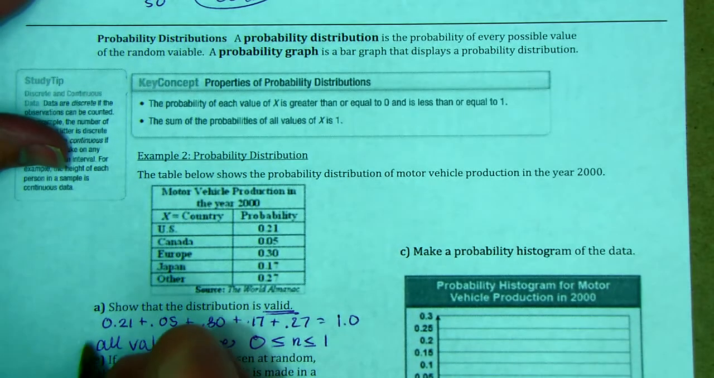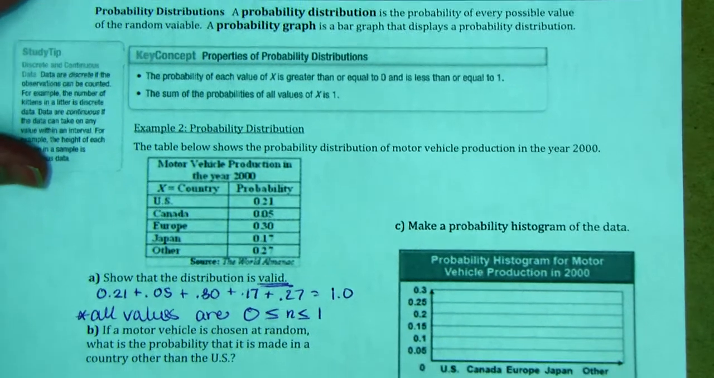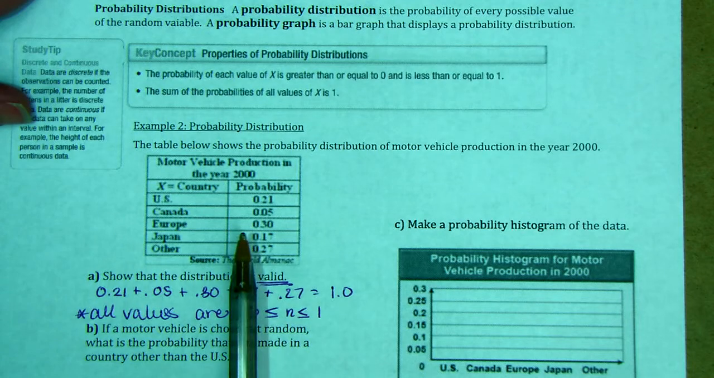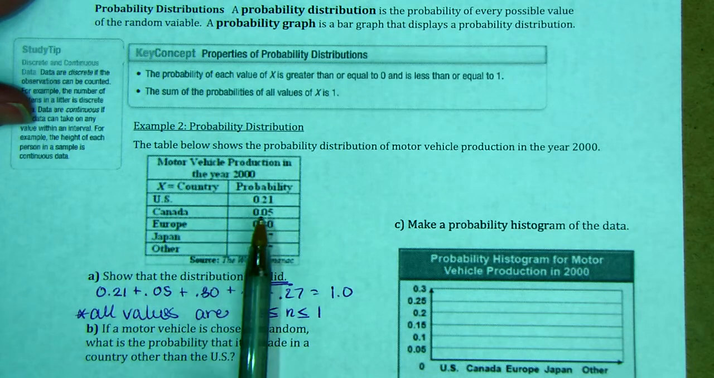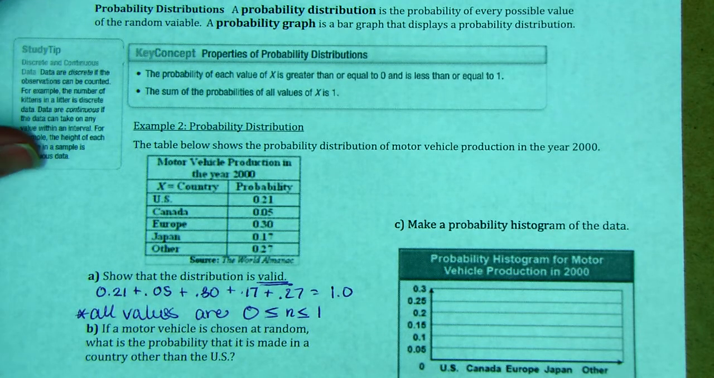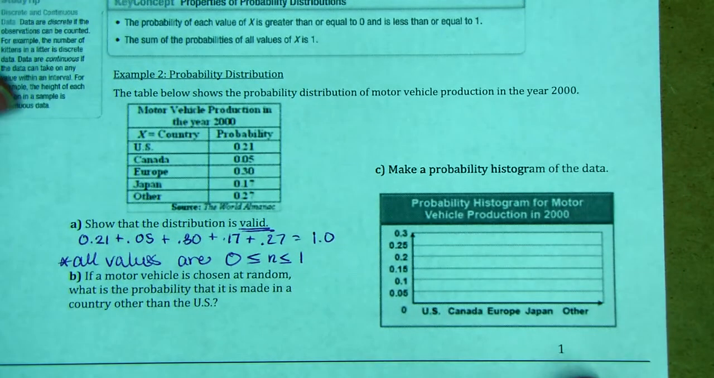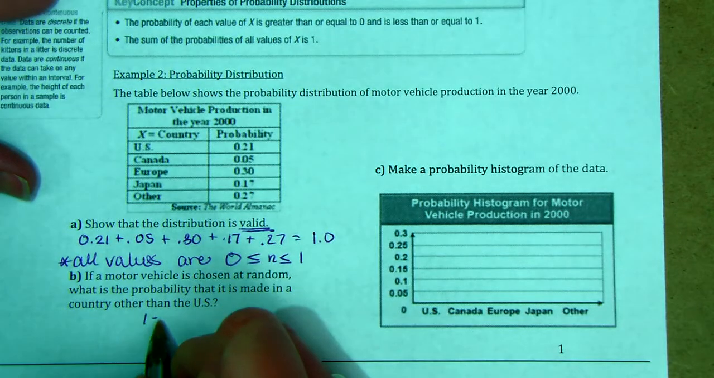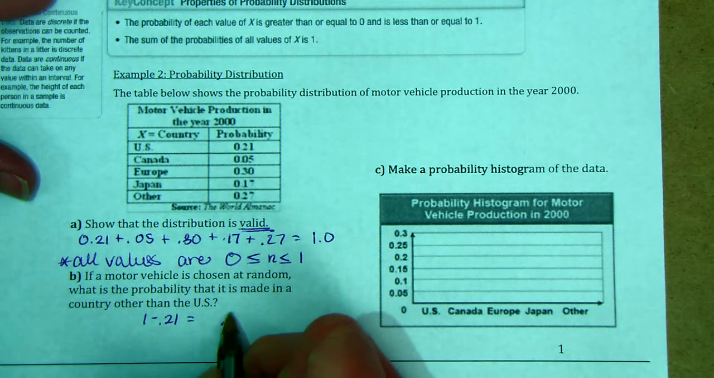All right, so what are we even keeping track of? Motor vehicle production in the year 2000. So the U.S. produced 0.21, Canada 0.05, Europe 0.3, Japan 0.17, and other 0.27. If a motor vehicle is chosen at random, what's the probability that it is made in a country other than the United States? A couple different ways you could do this. You could add up all of them except for the U.S., or, as I like to cheat, I go 1 minus 0.21, which would give me 0.79, or 79%.